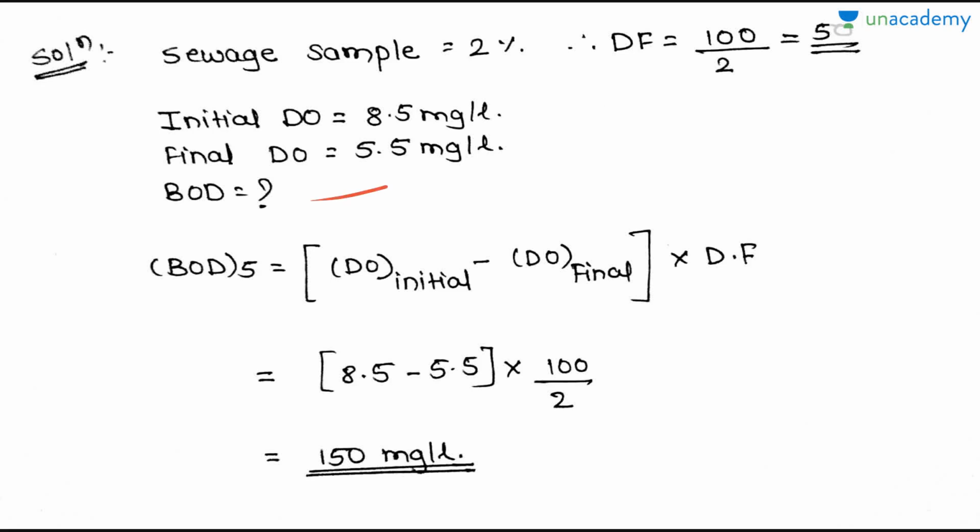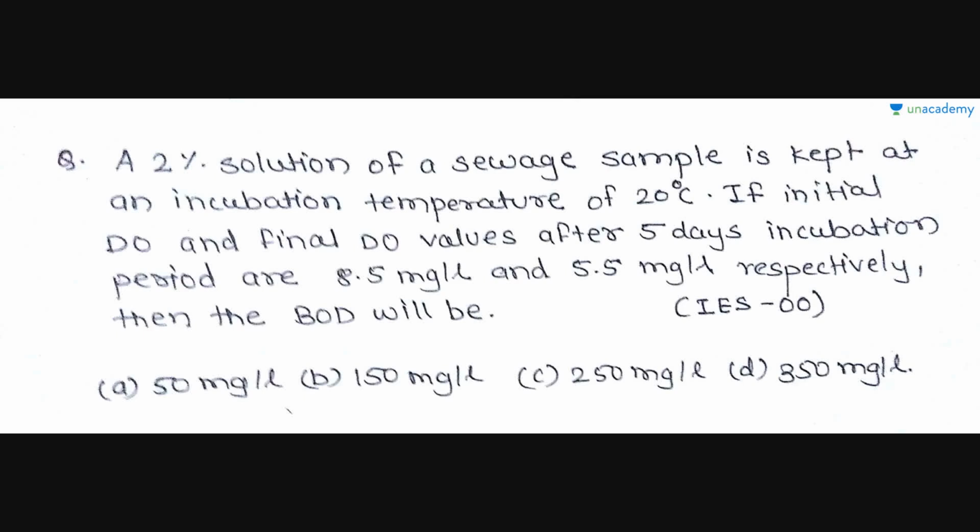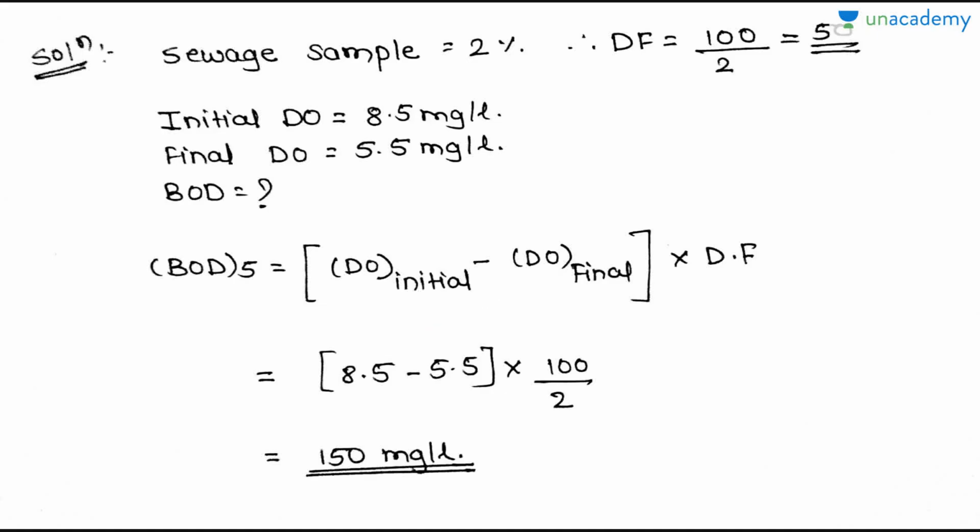So we have to find out the BOD at fifth day at 20 degrees Celsius, right? So its formula is DO initial minus DO final into dilution factor. So 8.5 minus 5.5 into 100 divided by 2, because it is the dilution factor formula. So if we calculate this, we get our correct answer as 150 mg per liter. So here option B is the correct option for this question, that is 150 mg per liter.